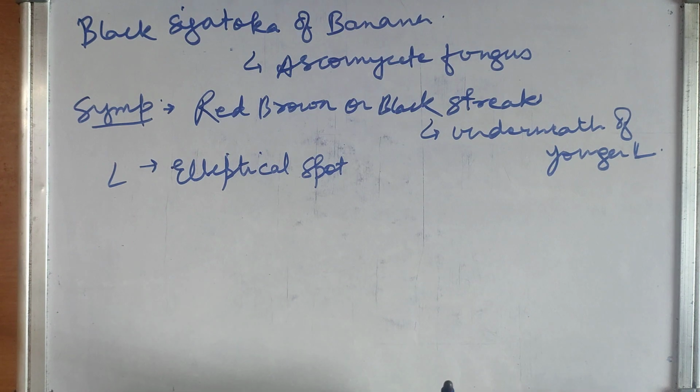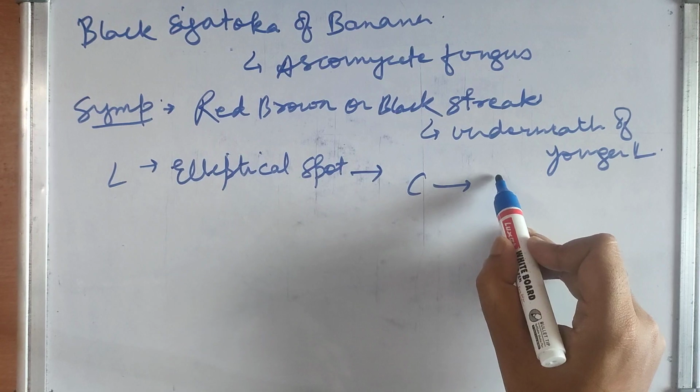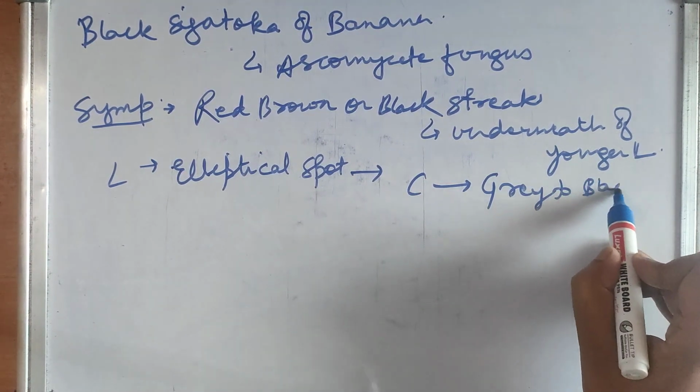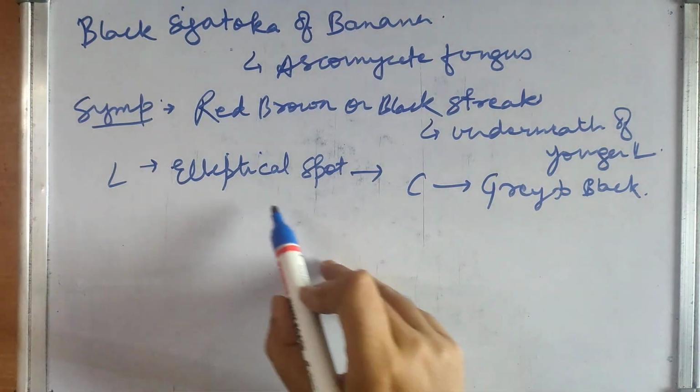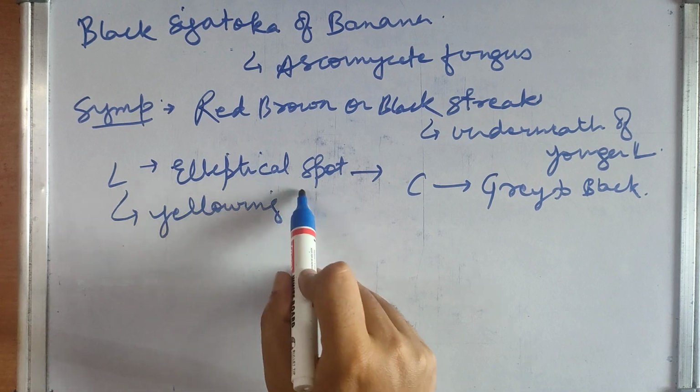The center of these spots turns grey to black. We can also see yellowing of leaves. The leaf will become yellow in color. Yellowing of leaves is common.